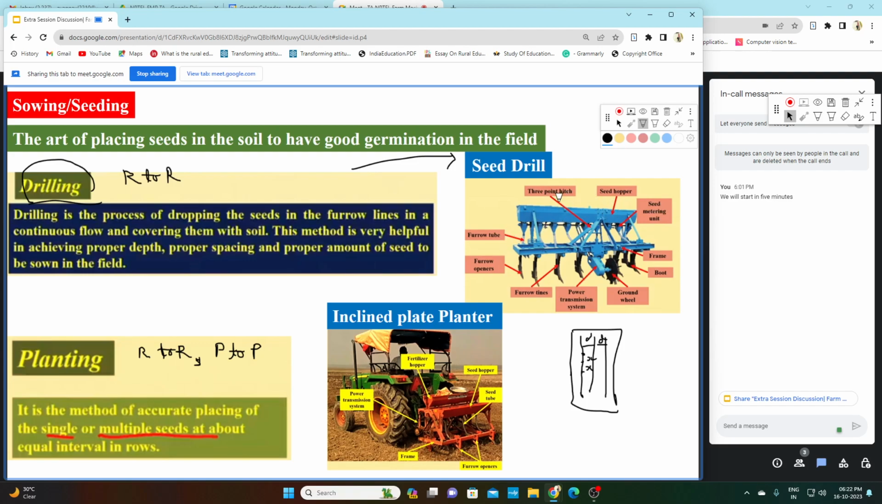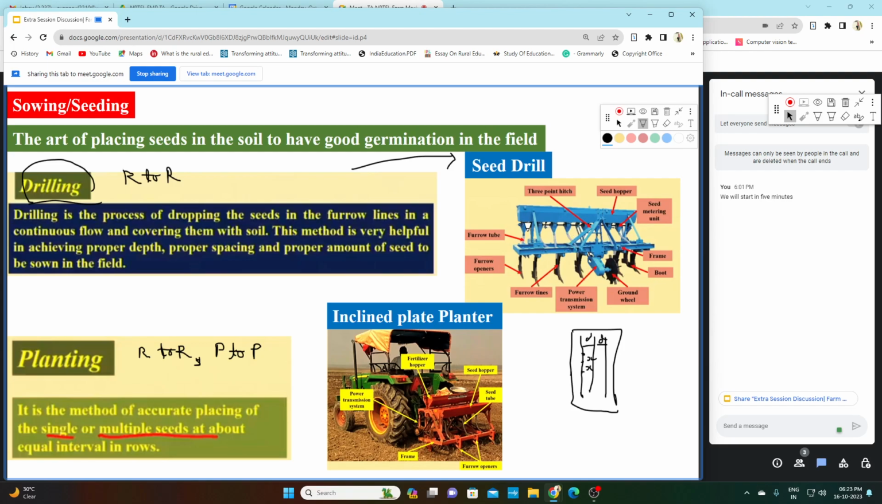Okay, now this is the seed hopper. Then let's start from the bottom. This is a furrow opener. What is the function of the furrow opener? The furrow opener will go into the soil and create a furrow. In that furrow only we will drop our seed.